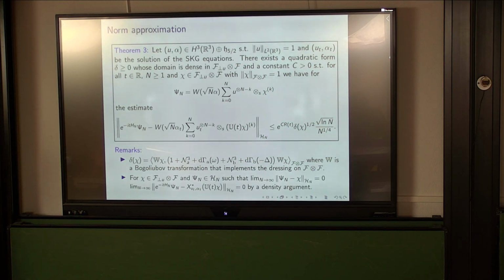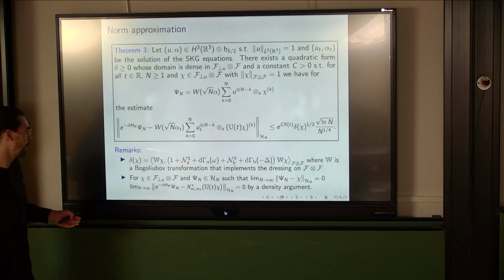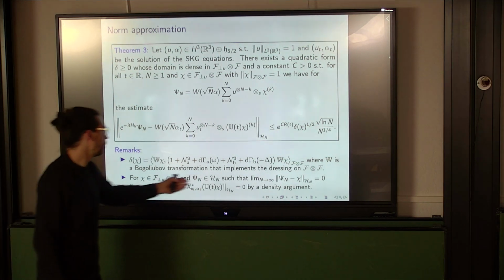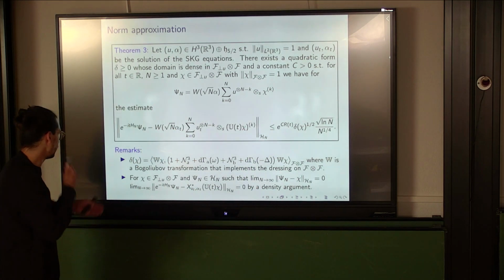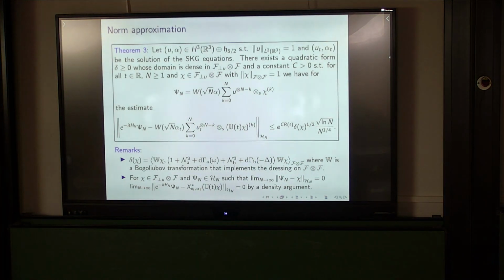What we can then do is, since this is densely defined, we can use a density argument to show, for more general states, that in the limit n going to infinity we also obtain a norm approximation.